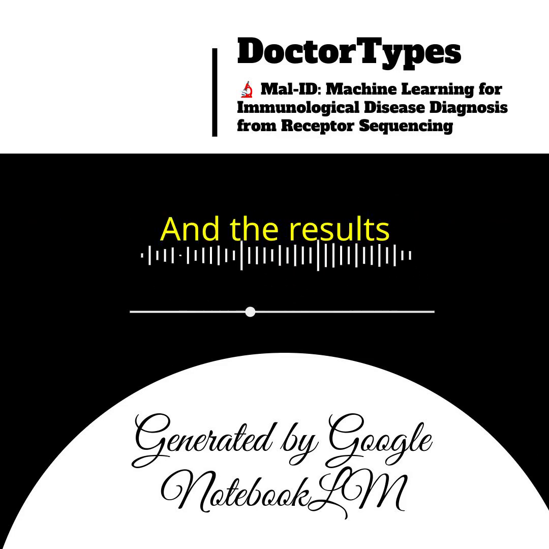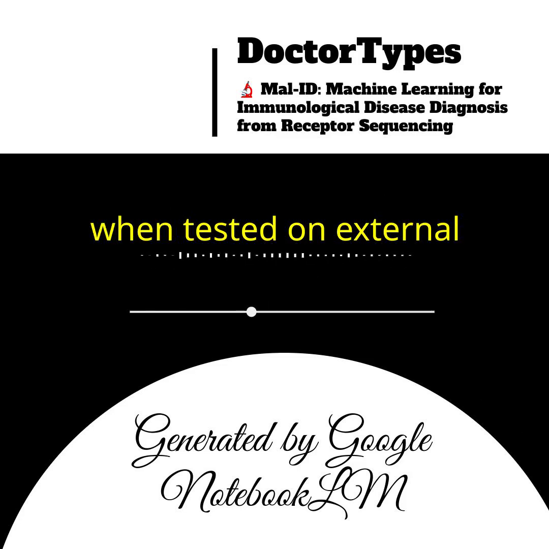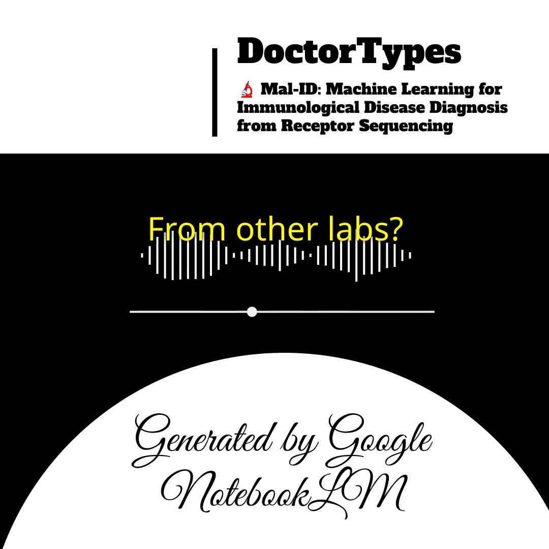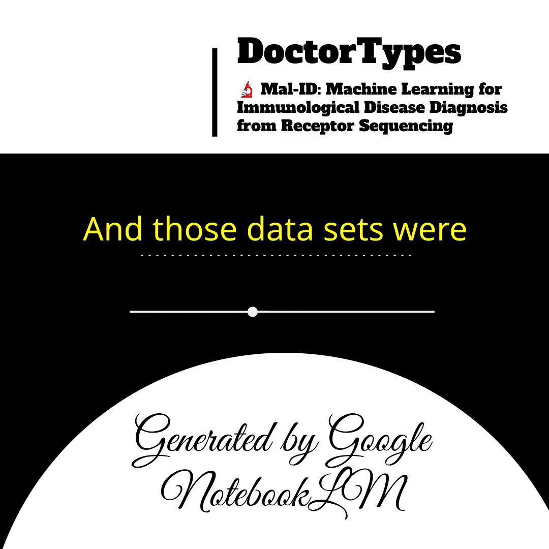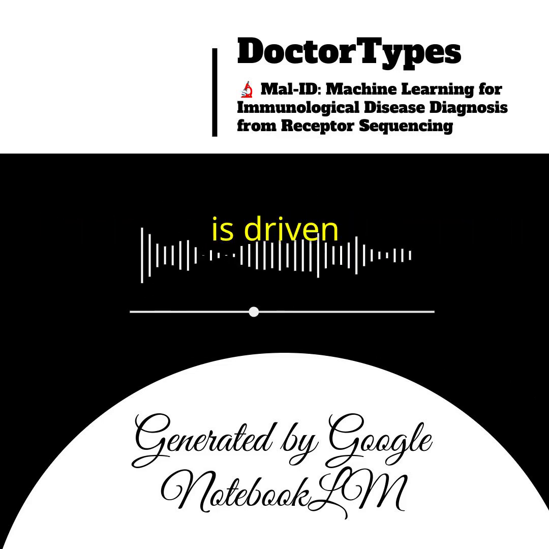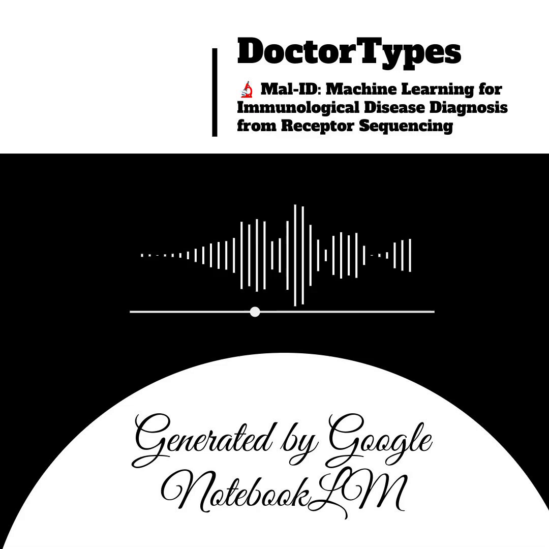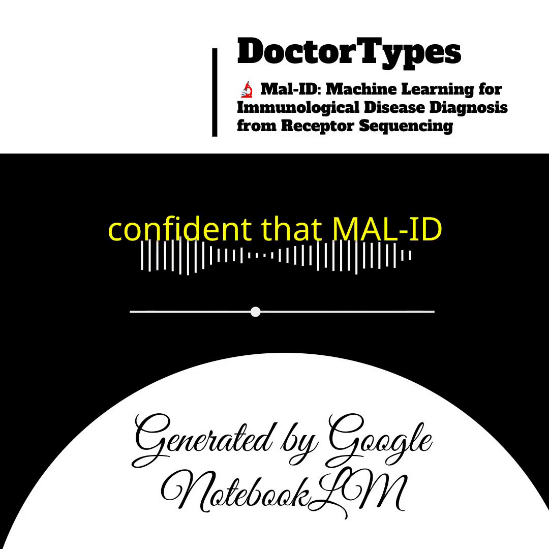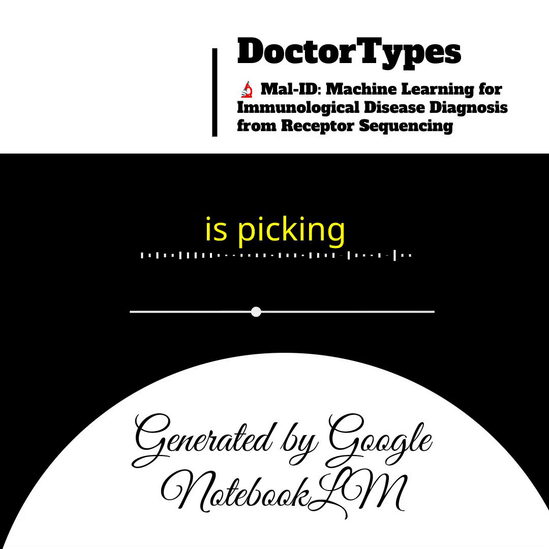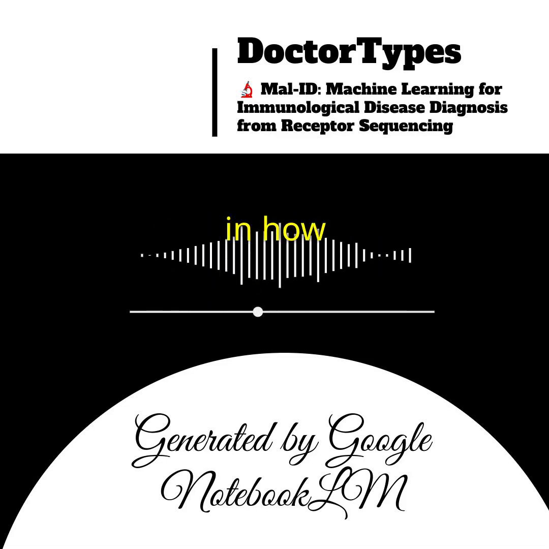So how did the researchers ensure that MAL-ID wasn't being fooled by these batch effects? They took rigorous steps to control for these factors, and the results were very reassuring. They showed that MAL-ID's accuracy remained high even when tested on external data sets from other labs, processed using different methods, proving that MAL-ID's accuracy is driven by genuine biological signals, not just statistical quirks.